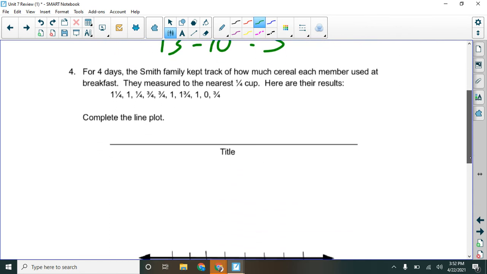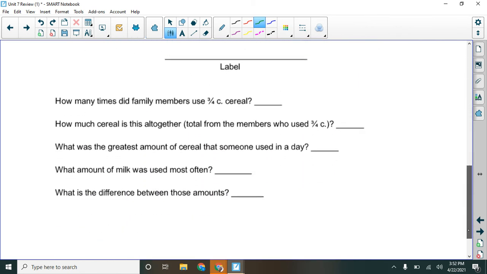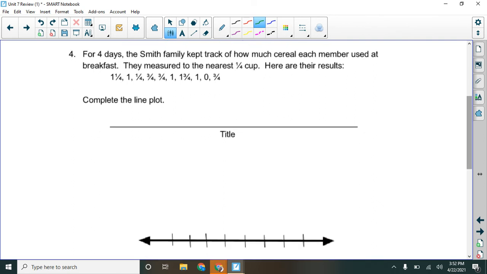All right, boy, we talked about a lot there. Let's keep going here. We've got our line plot. We didn't have a lot of different skills in this unit. We spent a lot of time working on similar skills. One of these skills was line plots. For 4 days, the Smith family kept track of how much cereal each member used at breakfast. They measured to the nearest 1/4 of a cup. Here are their results. Now, remember, when it says nearest 1/4, that could be a whole number, right? Like 1, because 1 is the same as 4/4.